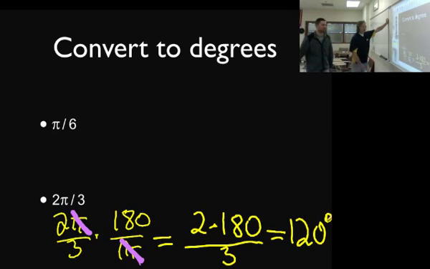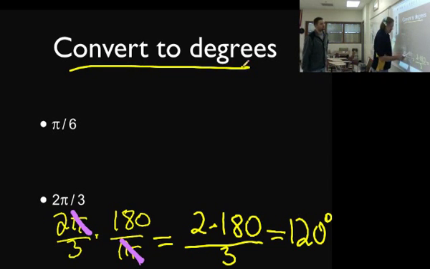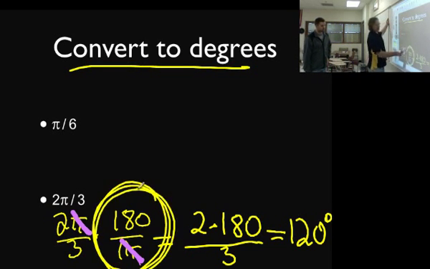There you go. And so again, to convert to degrees, you're going to multiply by 180 over pi. Write that down.